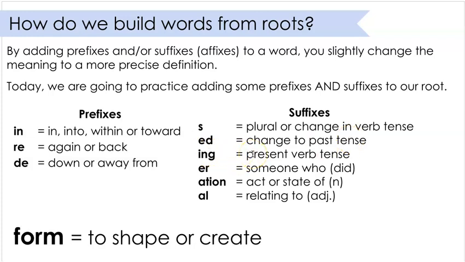Means it's happening now. In lesson 3, we looked at these three suffixes, er, ation, and al. Er is someone who did something. Ation means act or state of, creates a noun. And al, pronounced ol, is an adjective meaning relating to.